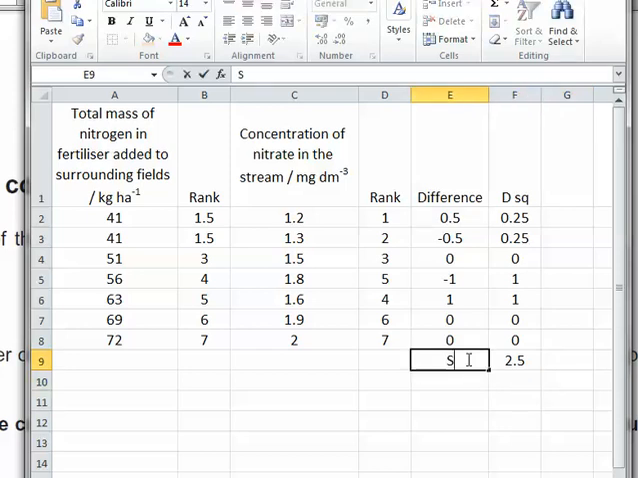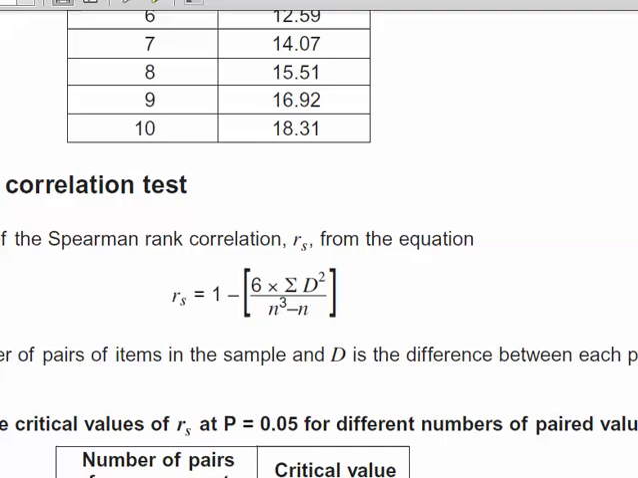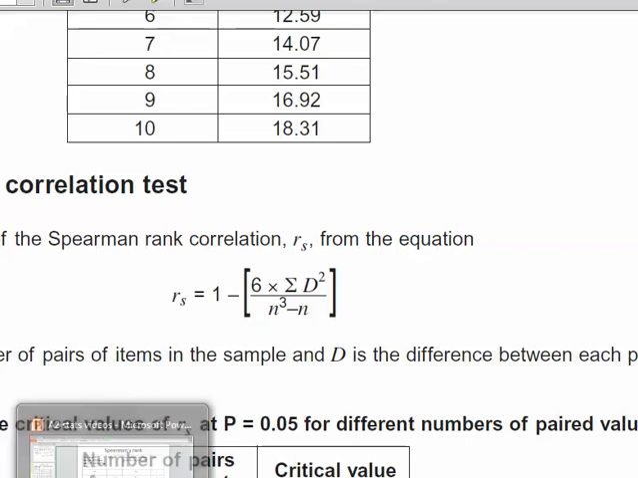So that's the sum, this is the sum times 6, so that equals that times 6, and next I need to divide by the number of values cubed minus the number of values. So the number of values cubed minus the number of values.